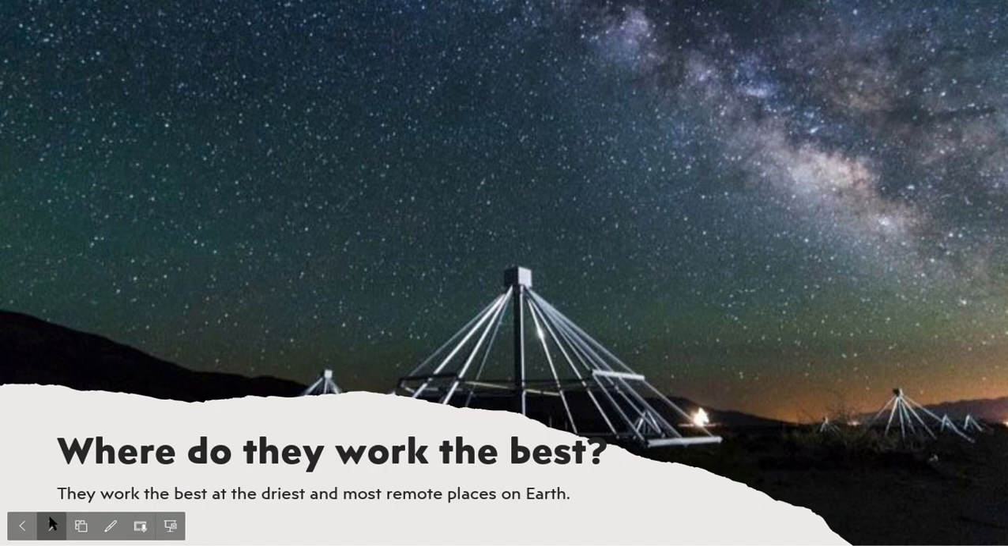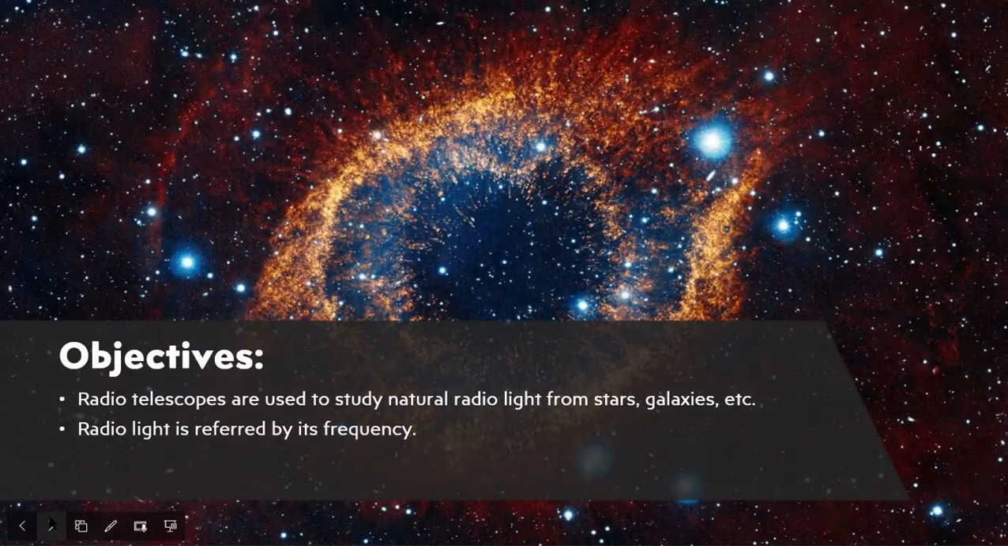Where do radio telescopes work best? The coldest, driest, most remote place on Earth is the best place to build a radio telescope. Objective: we use radio telescopes to study naturally occurring radio light from stars, galaxies, black holes, and other astronomical objects. In fact, we do not usually refer to radio light by its wavelength but by its frequency. Naturally occurring radio waves are extremely weak by the time they reach us from space.